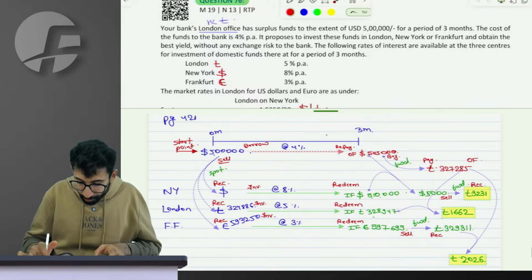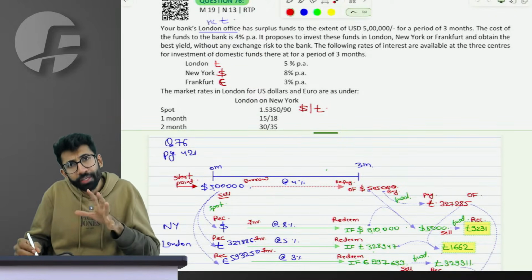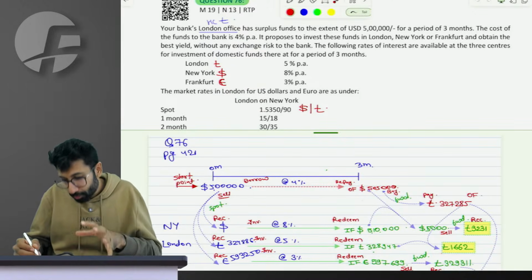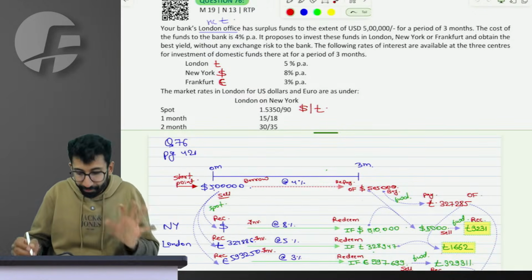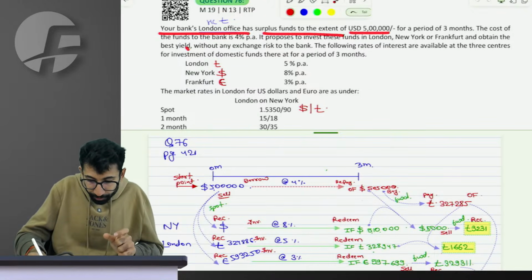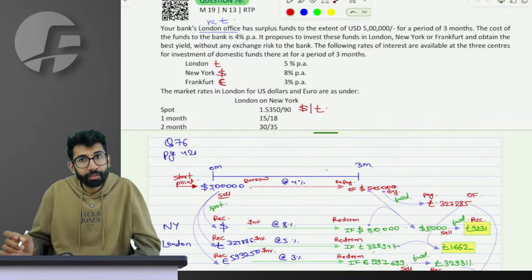Yes, so please look at it. What it says, I'm not going to make you solve the entire question, but only try to tell you how you approach this question. Not entirely will we solve it. Your bank's London office has surplus fund to the extent of USD 5 lakh. Are you observing what is happening?